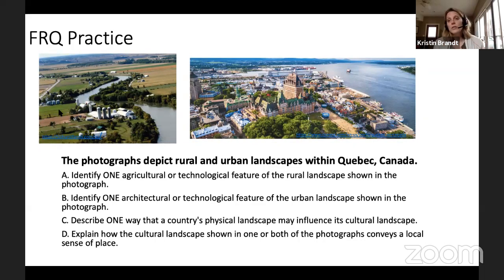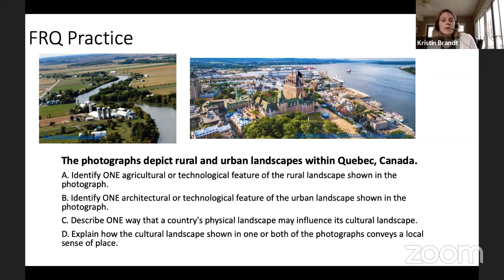Letter B: identify one architectural or technological feature of the urban landscape shown in the photograph. So now you flip over to the right. If you're talking architecture, you can definitely see the European influence in the buildings, and that would be part of that landscape. For a technological feature, my mind immediately jumped to this clearly looking like a break of bulk point or some sort of tourist hub, because I can see the boats coming in. It looks like maybe a cruise ship, but back here it looks like some sort of port, bringing goods to that area and transferring those goods.